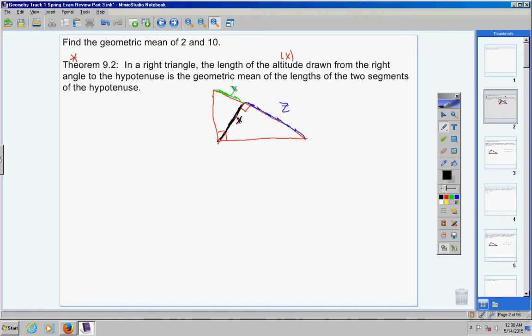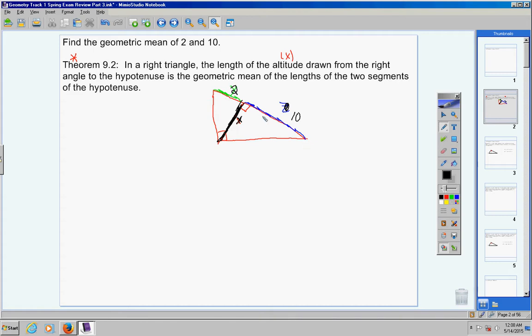So it's really quite simple. See these two numbers up here? If I told you Y had a length of 2 and Z had a length of 10, then you would simply find the geometric mean of those two numbers, and that would be the length of this altitude right here. So when you're given a right triangle, if you draw the altitude from the right angle to the hypotenuse, this length will always be the geometric mean of these two numbers right here. Memorize it, know it, get it.